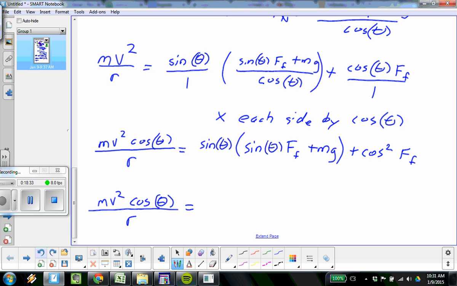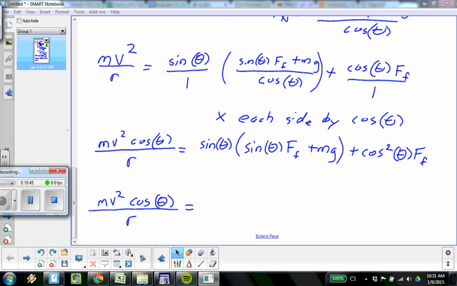And then notice that here I have cosine squared. Actually, I didn't put in my theta, so I've fixed that. But do please notice that it is now cosine squared theta, because it is cosine theta times cosine theta.